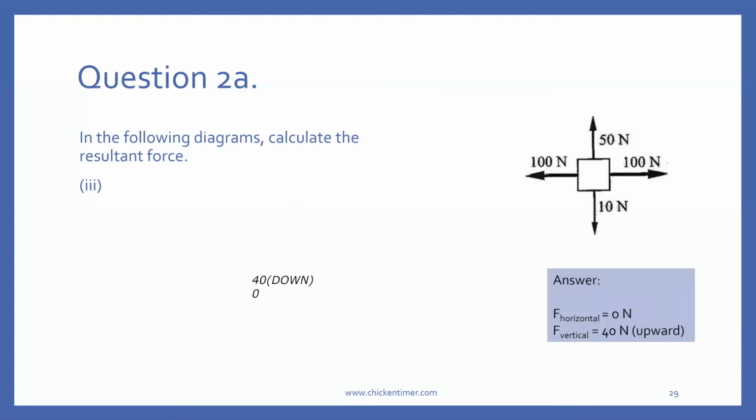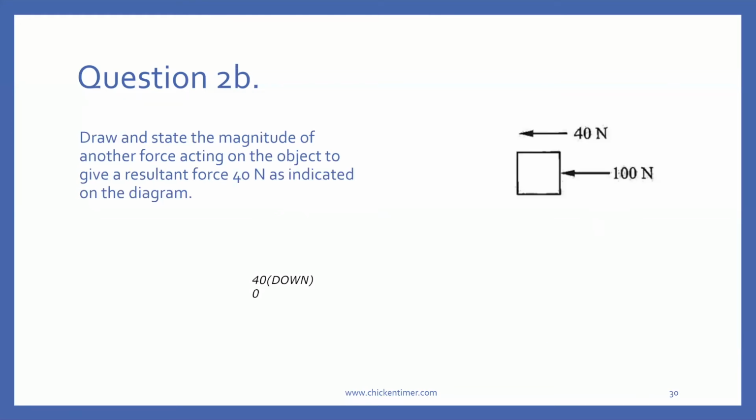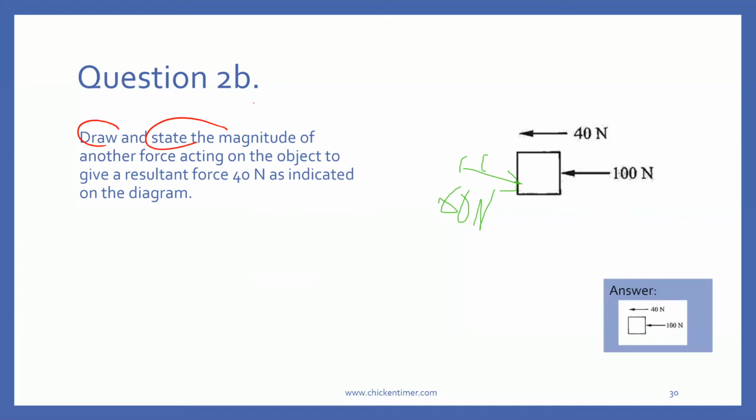See, 40 upwards. This is a reverse question. It says draw and state the magnitude of another force acting on the object to give a resultant of 40 newtons as indicated on the diagram. So you draw a force which is towards the right, a 60 Newton force to the right. Okay, good. It's towards the right. This is correct.